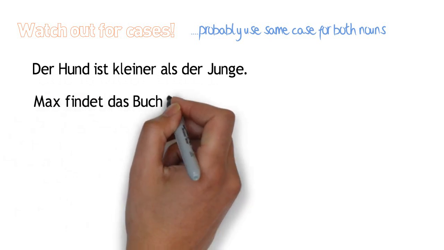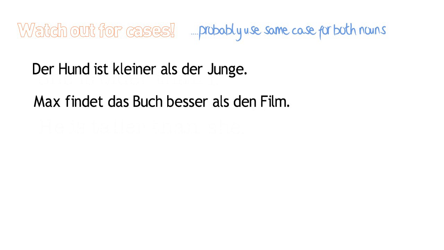Or if you say, Max findet das Buch besser als den Film, Buch and Film should both be in the accusative case because they are both direct objects. They are being found by Max. You're saying that Max finds the book better than he finds the film.